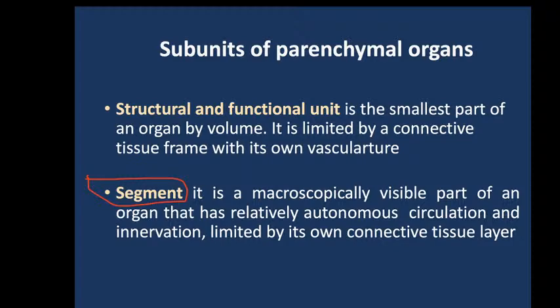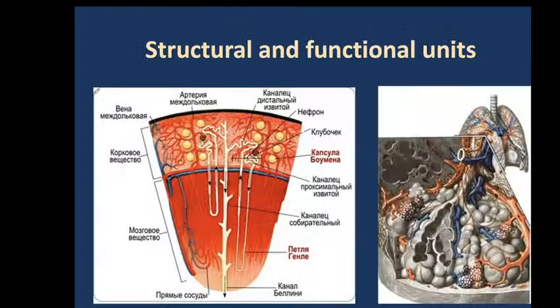It is quite big, but the small structural and functional unit we call in Russian структурно-функциональная единица, because this is structural and functional, it is the same. The structure and function are combined together. This is the smallest part of an organ, and usually we could find such structural and functional elements or units almost in every parenchymal organ. Let's take an example.